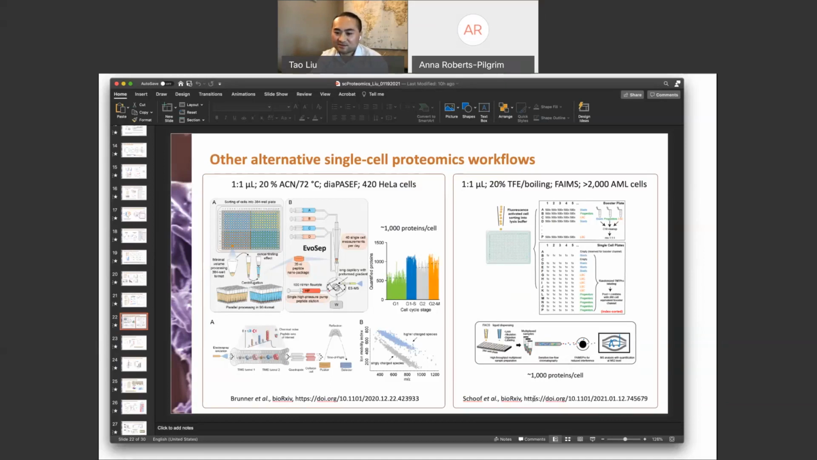Okay, and then I'm just going to squeeze one more in really quickly. Can you use this system to do immunoprecipitations and study protein-protein interactions on a single-cell basis? Sounds pretty ambitious.